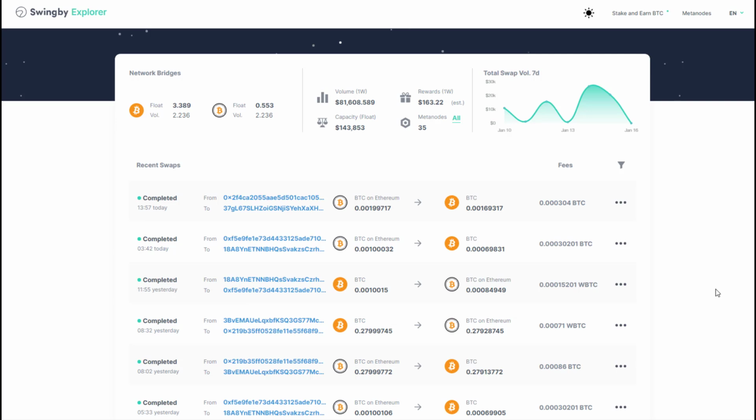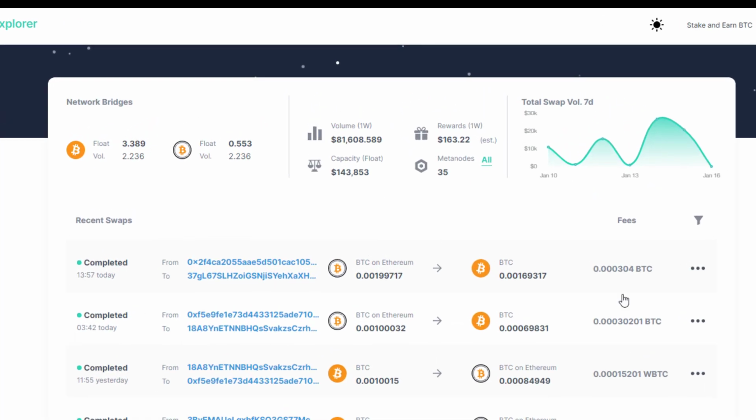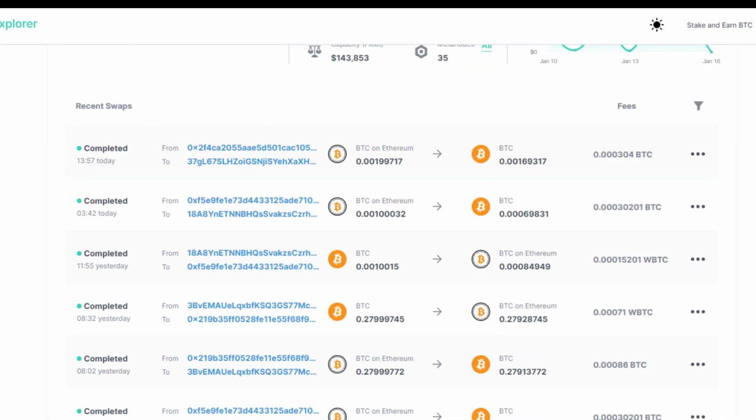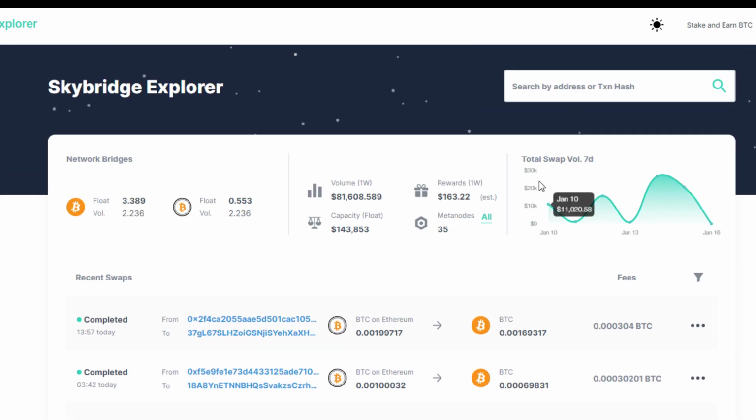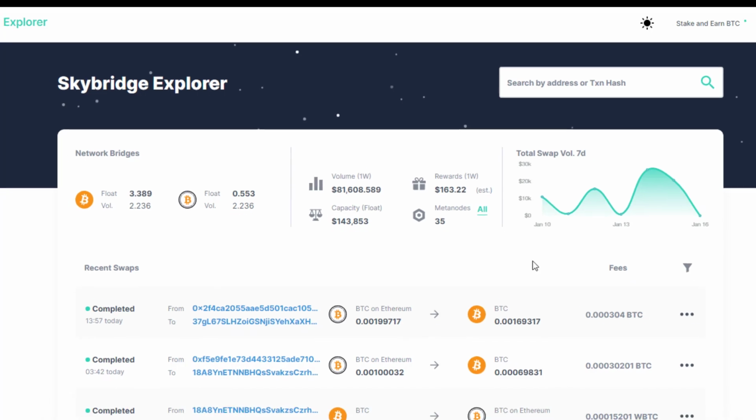Just a little bit more about this Explorer. You can track what's been going on here. You can see all the different swaps that have happened on the Skybridge and the total swap volume. This is the last 7 days. So in the last week, they've had over $81,000 worth of WBTC or BTC being swapped, for a total of $163 in rewards for the metanodes.